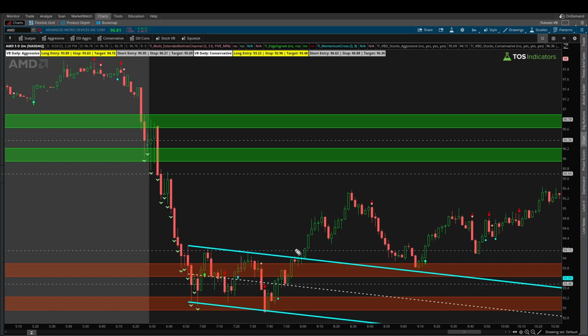Then we started to see this red candle right here, and that came towards the top end of this channel, which was then followed up with this green candle right here as well.